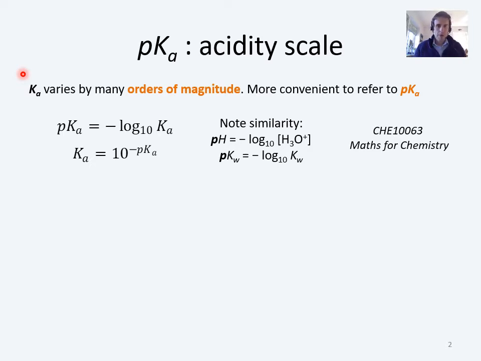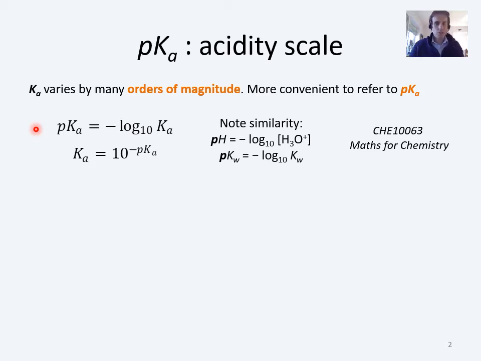Of course Ka, as with many equilibrium constants, varies by many orders of magnitude, and for that reason it's more convenient to refer to pKa. So that's what it says here. We use a logarithmic scale to refer to pKa. If you're not very familiar with logarithms, there will soon be some screencasts on that exact subject, so just hold fire for now.